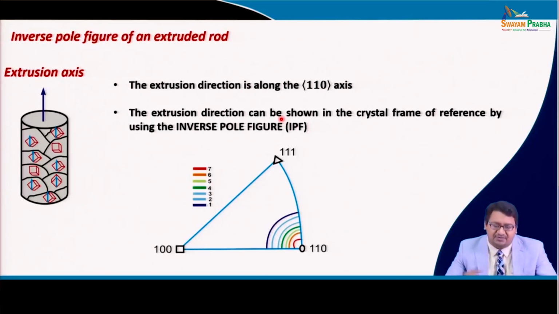abbreviated as IPF, here. The texture corresponding to the extrusion axis is shown as high intensity points spread from 7 to 1 in the 110 direction of the inverse pole figure. So, this is how the inverse pole figure is used to represent texture, and most of the time it is used to represent the texture of material which has been axially deformed. So, axial texture is usually shown by inverse pole figure.